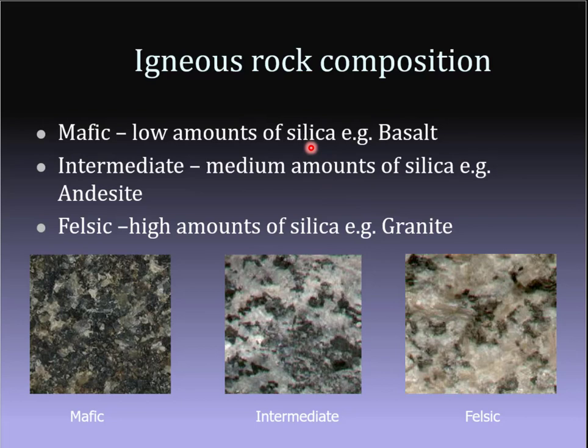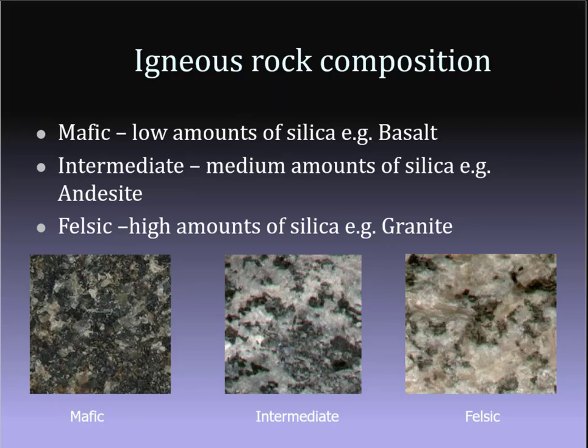Silicon and oxygen are the two most common elements in the Earth's crust, so they're everywhere, and that's what we keep an eye on. For igneous rocks, there are three basic compositions: mafic, intermediate, and felsic, and these depend on how much silica the rock has. Mafic rocks don't have a whole lot of silica, and they tend to be darker in color, like this rock on the left here.